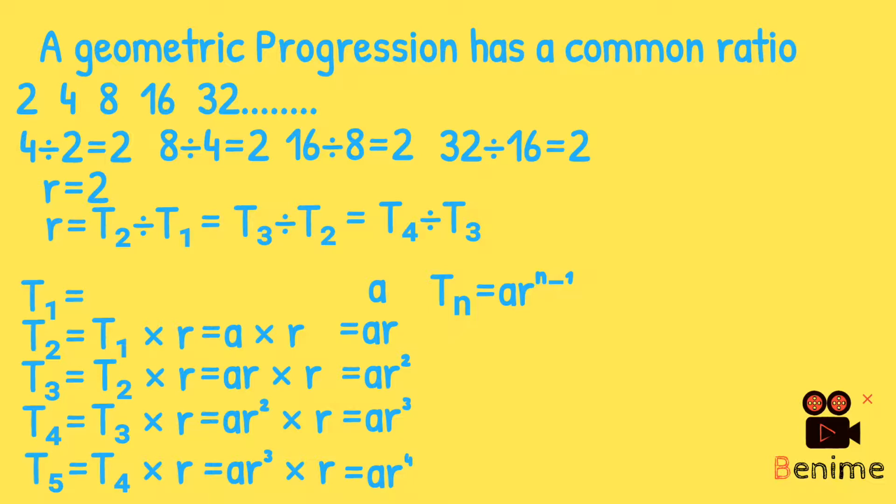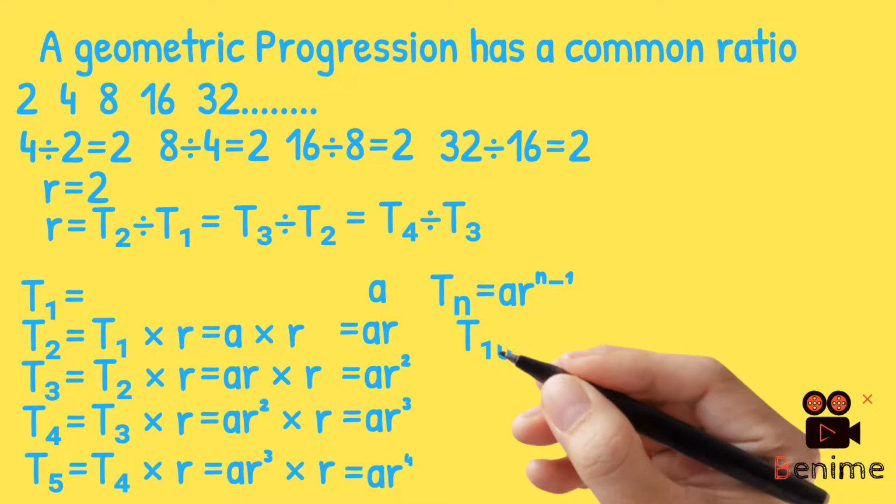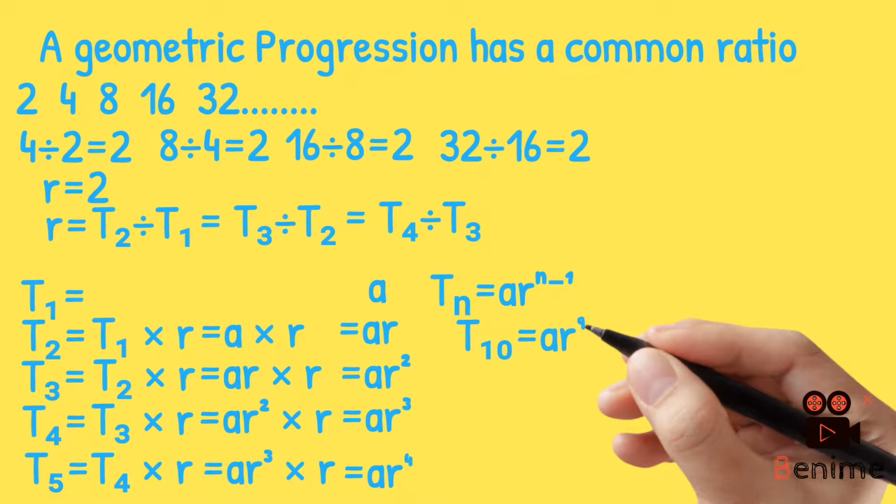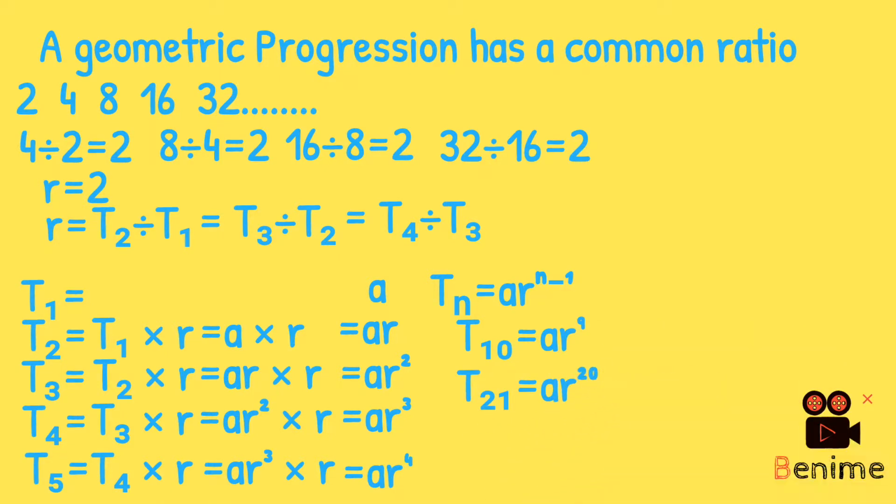So what this simply means is that if you are asked to find T10, you simply write AR raised to the power of 9, because you're using 10 minus 1. If you're asked to find T21, you simply write AR raised to the power of 20, because you're using 21 minus 1. Now, let's look at an example.